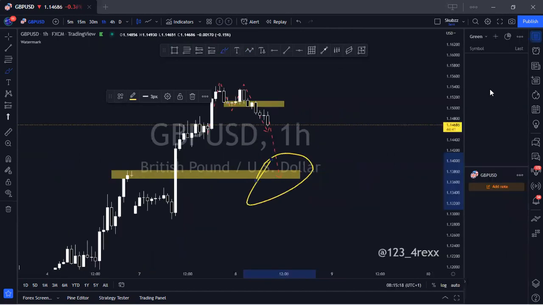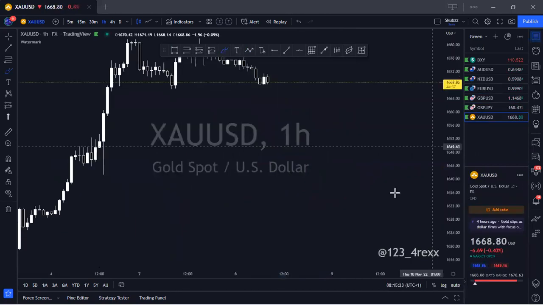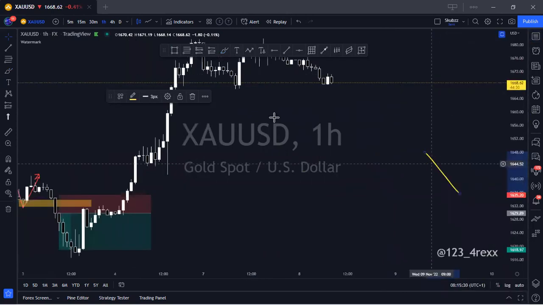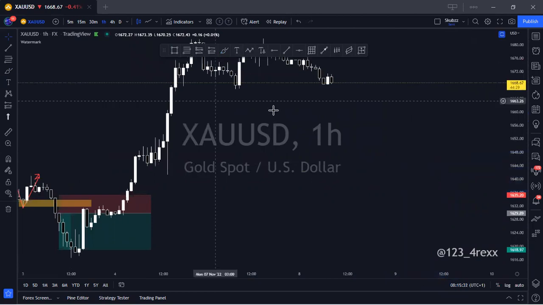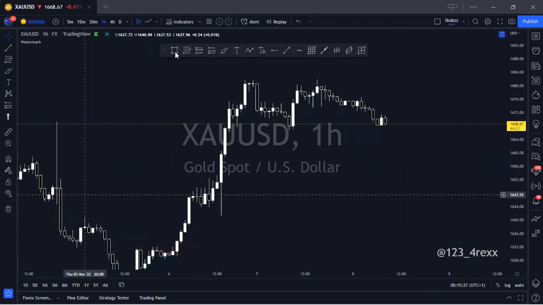Oh, let's see. These days, I've been tempted to analyze gold. Yeah. So let's look at gold. Gold has a lot of money. There's plenty of money there.